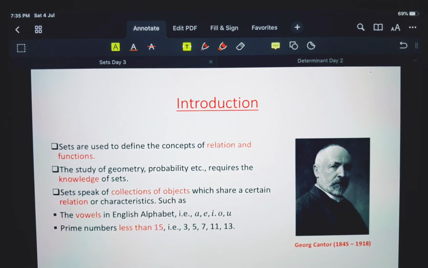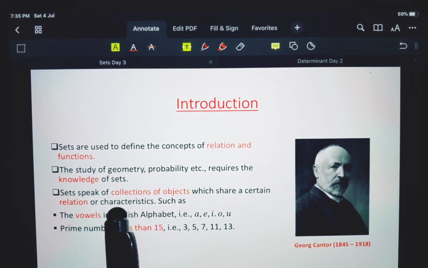About functions, you will come to know in the next chapter. So with the knowledge of this chapter, I will be using this knowledge to learn more about the chapters which you are going to see in our next classes. Okay, now this concept which we learn from this chapter, we can use it in our geometry, in probability, and many other different aspects of mathematics.